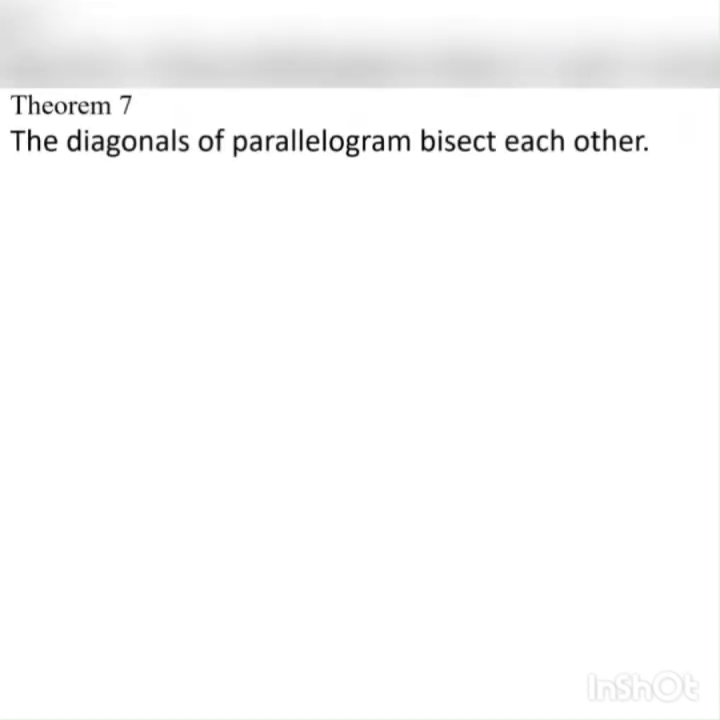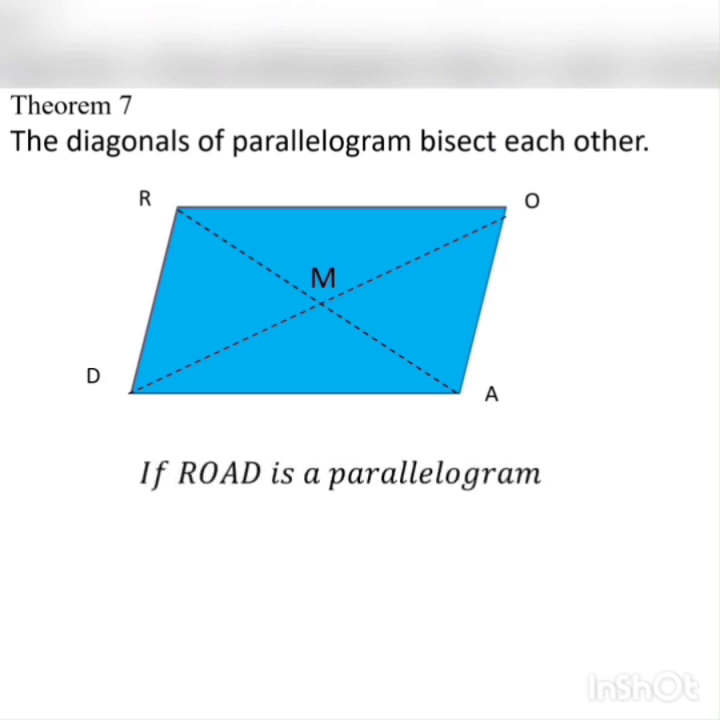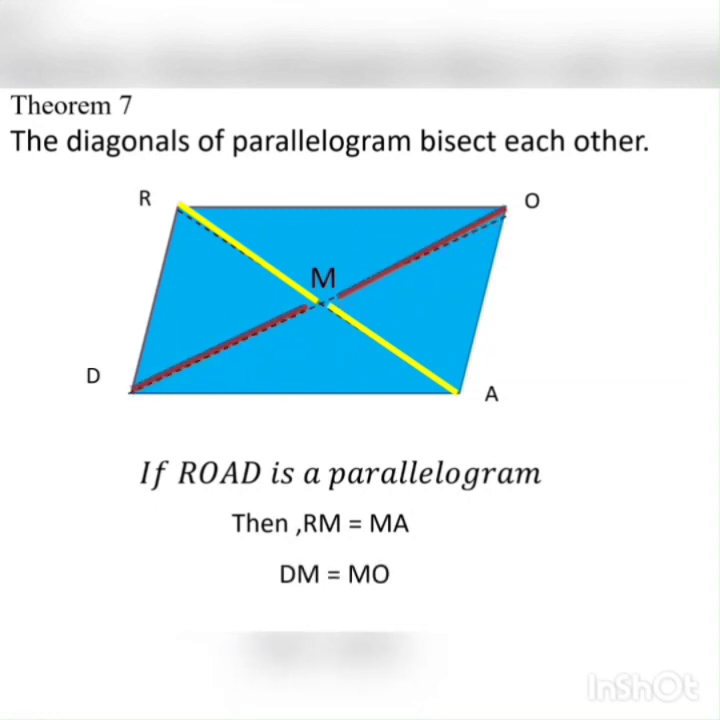Theorem number 7. The diagonals of a parallelogram bisect each other. That means they cut themselves into two equal parts. Consider a quadrilateral ROAD. RA and OD are diagonals. If ROAD is a parallelogram, then RM is equal to MA and DM is equal to MO.